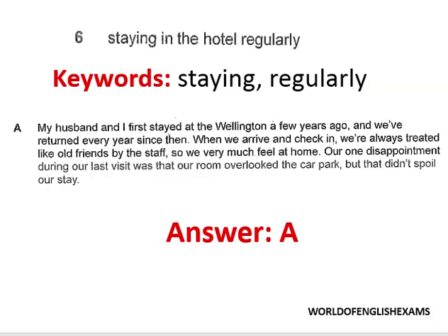Staying in the hotel regularly. So we have already read this paragraph, but once again, let's see. My husband and I first stayed at the Wellington a few years ago, and we have returned every year since then. So we have returned every year means staying at the hotel regularly. So clearly, what is the paragraph that contains this information? A. Have you noticed that this paragraph A has been previously repeated for one other answer? That is called NB. As I told you, one of the paragraphs or more than one paragraph will be repeated twice. That is the meaning of NB.